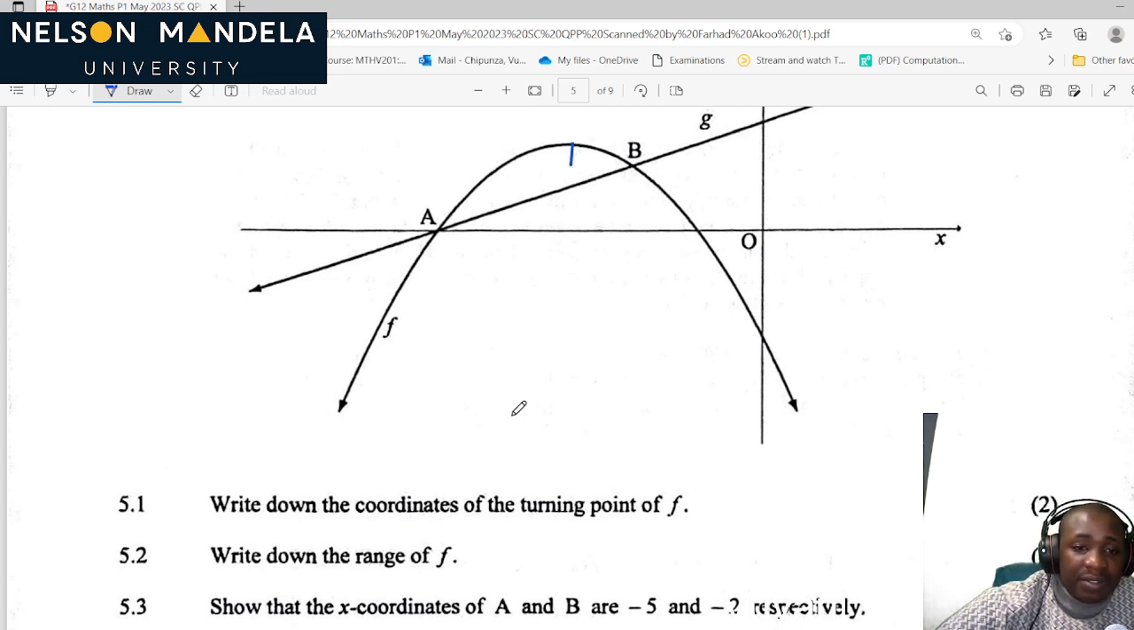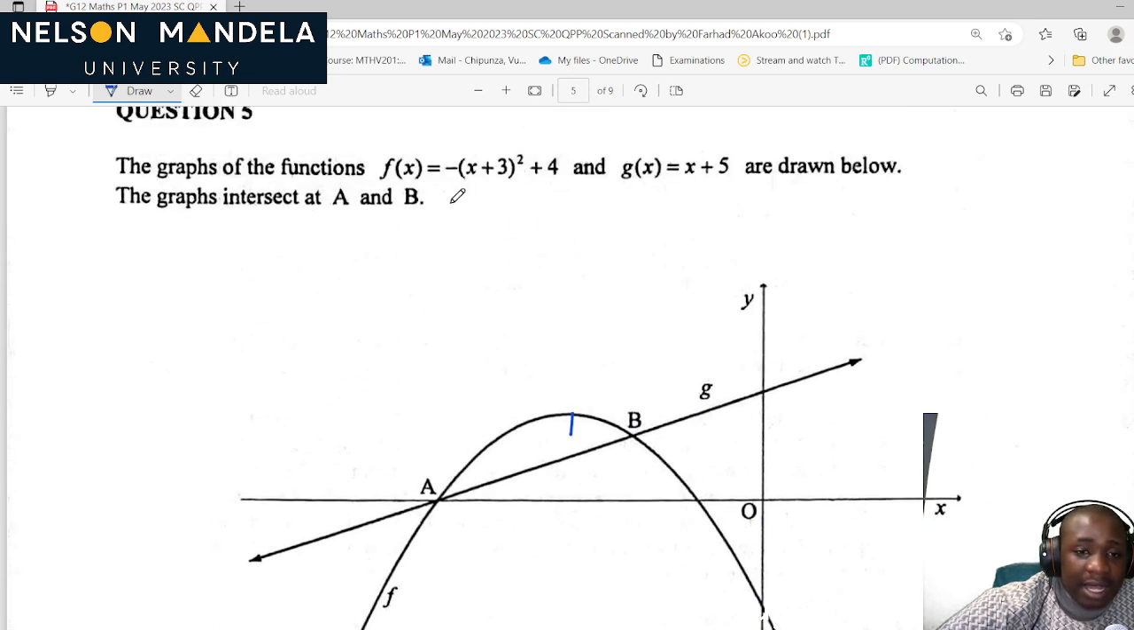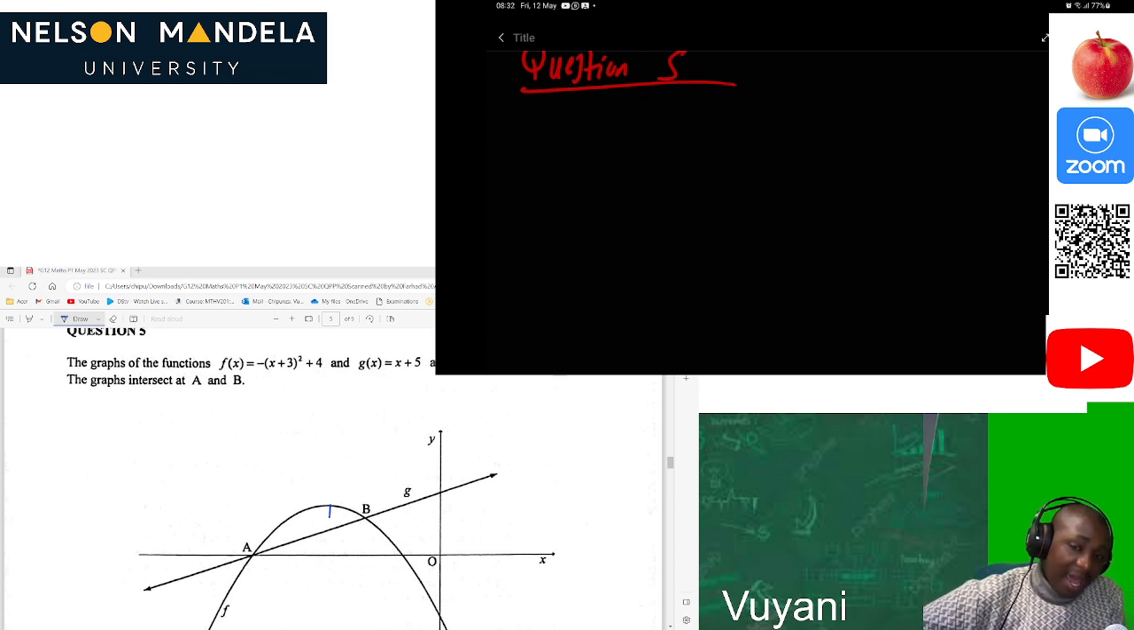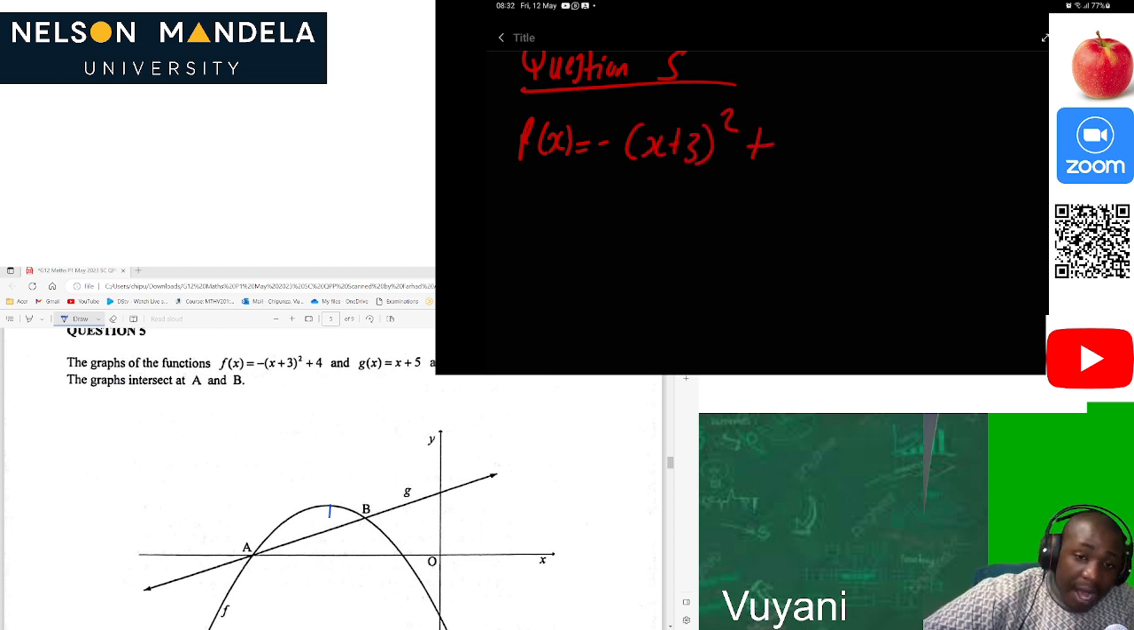This is the turning point of this function. They're saying determine the coordinates of the turning point, and they gave us f of x to be equal to this. This is called the turning point formula when we look at the different types of parabolas. We have the standard formula, the turning point formula, and the x-intercept formula. Since we are given f of x is equal to negative (x plus 3) all squared plus 4, the turning point is going to be (negative 3, 4).